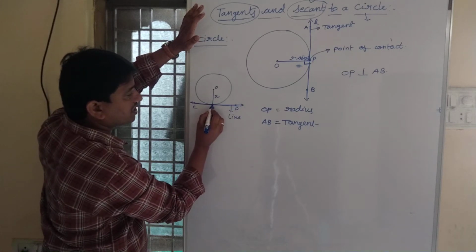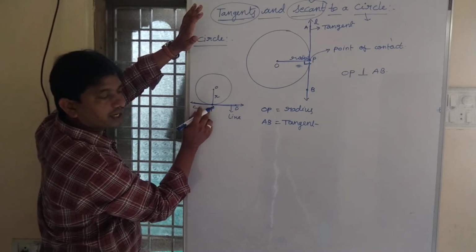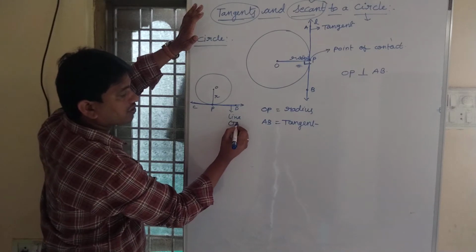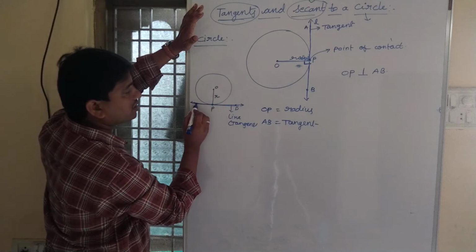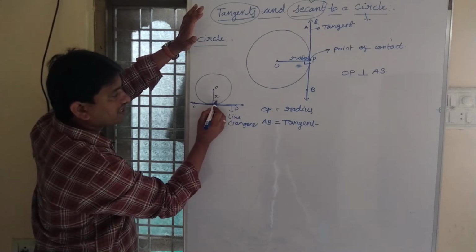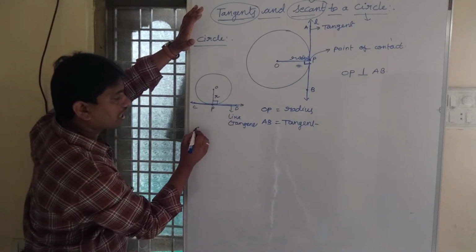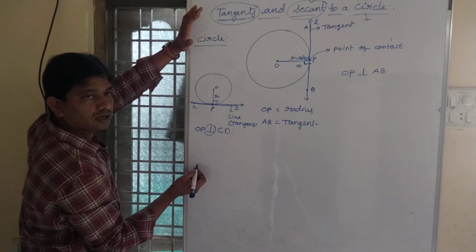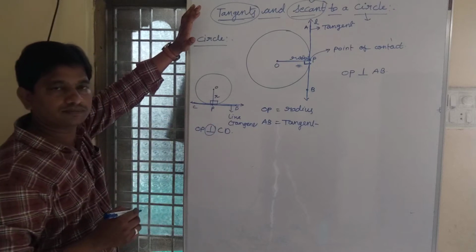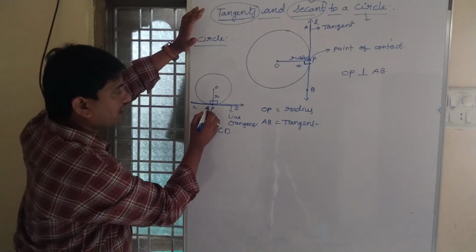Line CD, which is intersecting the circle at only one point, is said to be tangent. Here OP is our radius, CD is our tangent, and which makes an angle how much? 90 degrees. OP is perpendicular to CD. This is the symbol for perpendicular. Perpendicular in the sense 90 degrees. At where? At the point of contact.